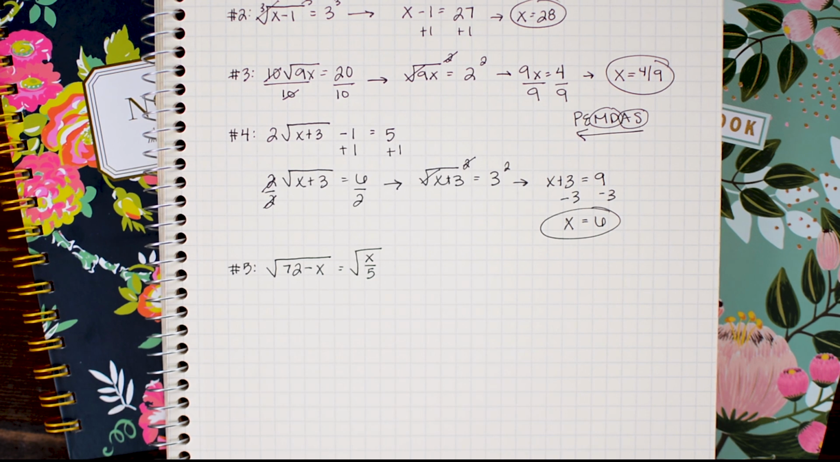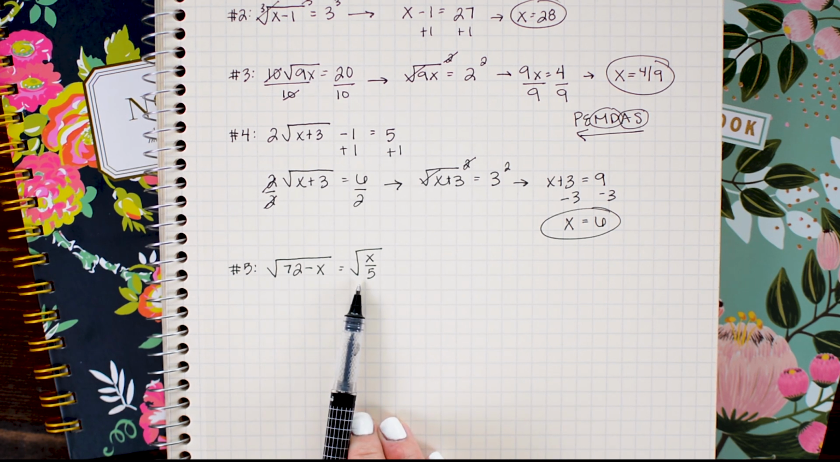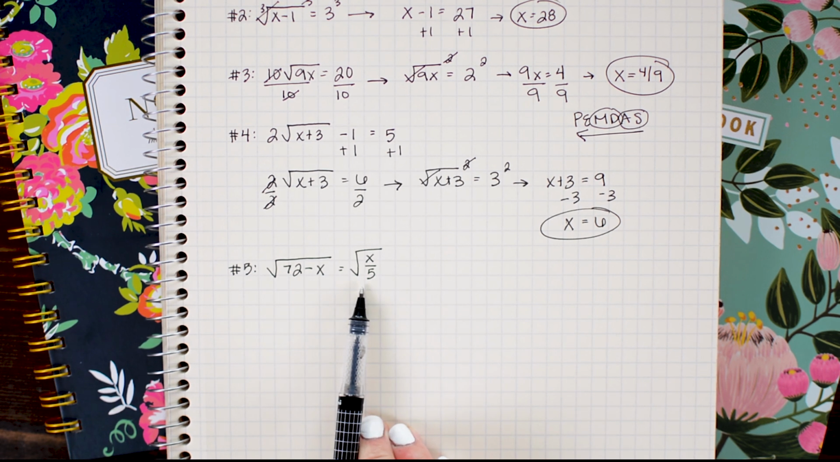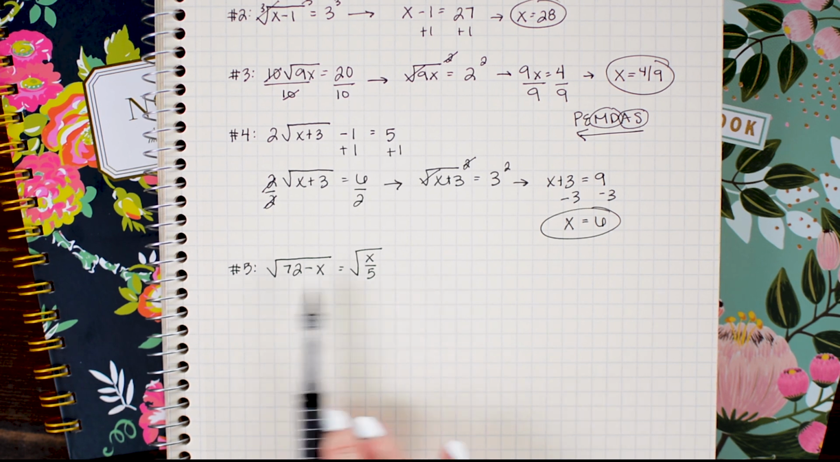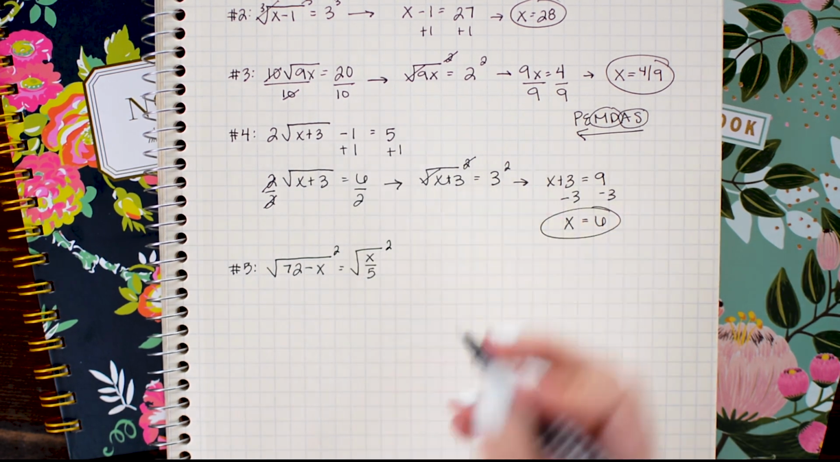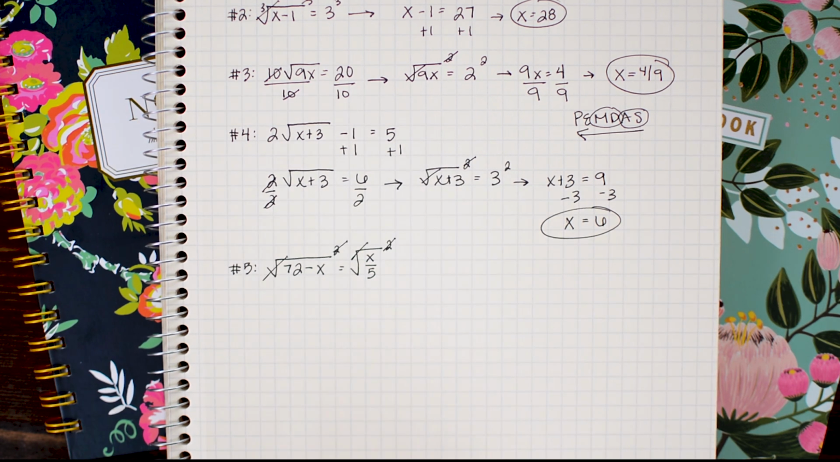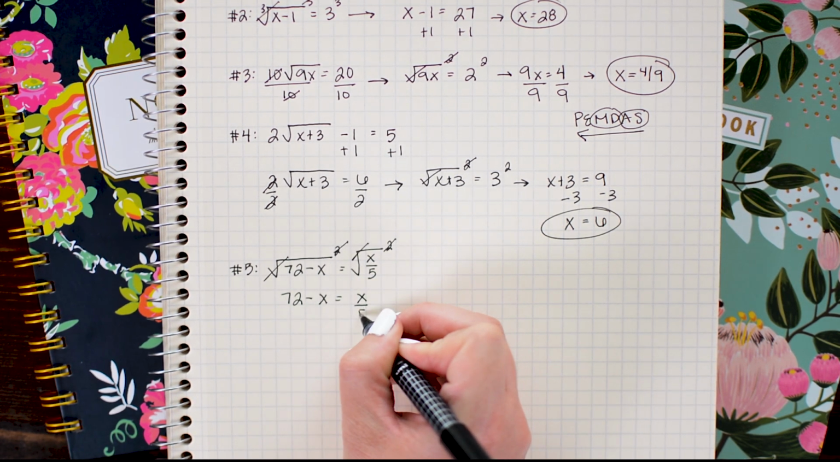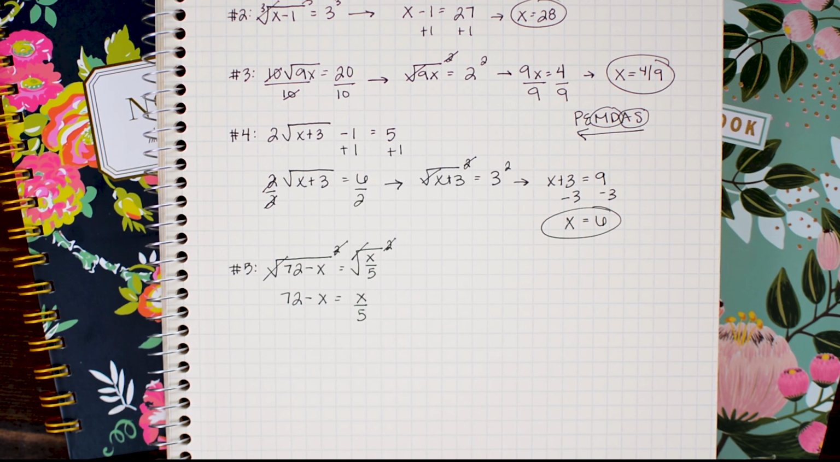Now, for the last problem of the day, we're going to look at how to solve a problem that has radicals on both sides. So in this problem, we have the square root of 72 minus x equal to the square root of x over 5. Since I have nothing being added or subtracted or multiplied or divided on the outside of the radicals, the first thing I want to do is undo these square roots. So to do that, I'm going to square both sides. So this problem that looked really complicated really just boils down to 72 minus x is equal to x over 5. From there, we'll just use our normal solving techniques.